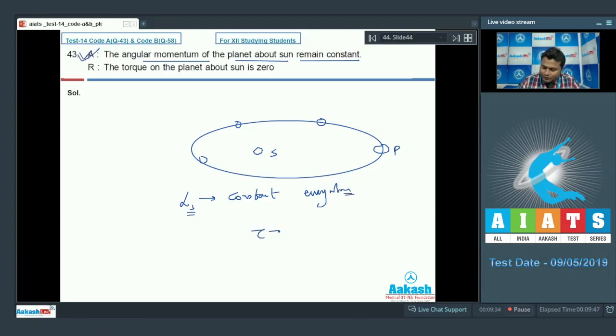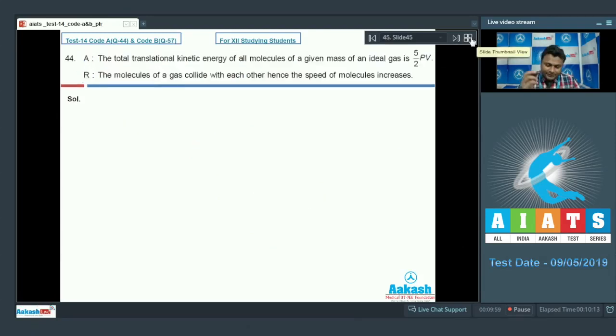We know very well that torque equals what? Rate of change of angular momentum with respect to time. If angular momentum is constant, then net torque will be what? 0. So that's why the reason is also correct and the explanation is correct. So we will go with option number 1. Now move on to the next, that is 44 number. So here is question number 44, everyone.